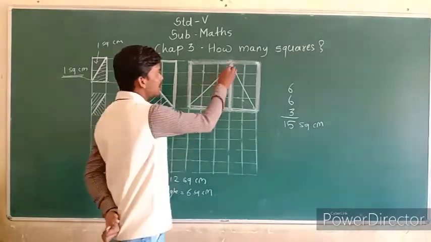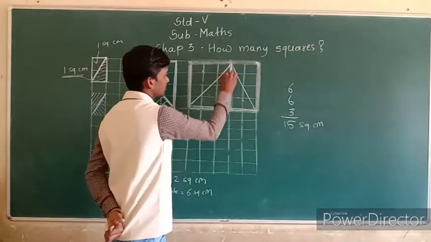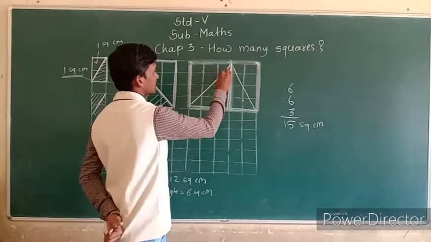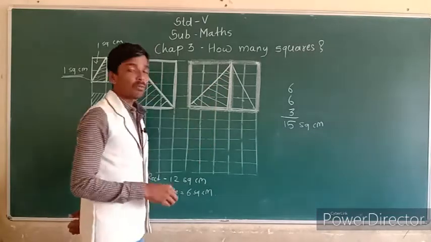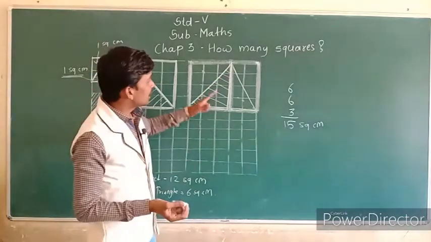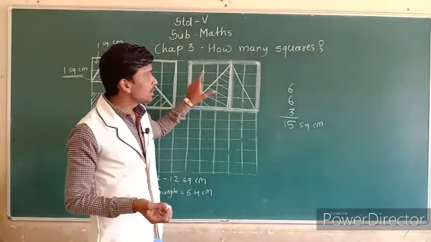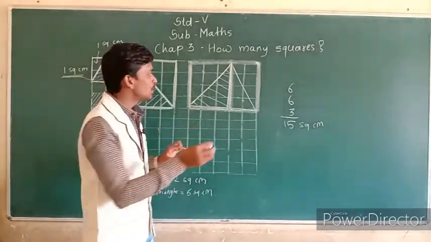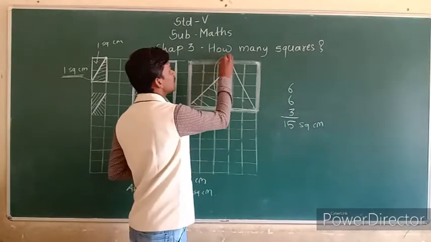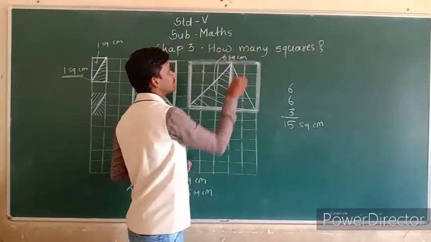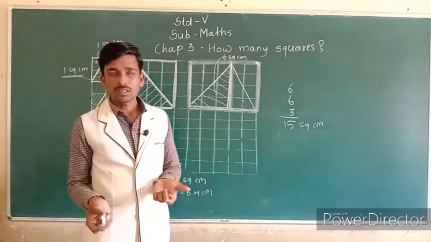Okay, and see this part. I will shade that part. What is the area of this? That is half of that rectangle, and the area of that rectangle is 12. So what is the area of this? That is 6 square centimeter.